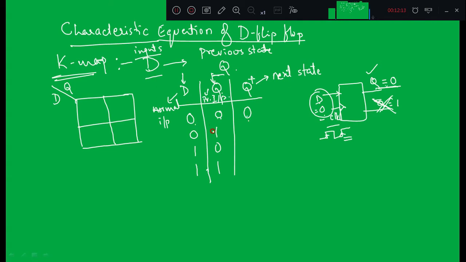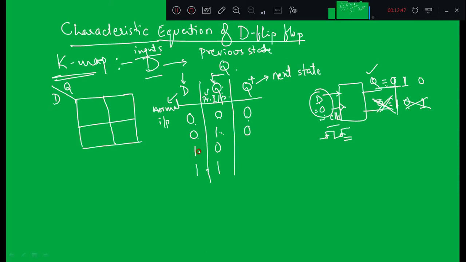For the second row, q is equal to 1. Let us say the previous state is 1. After applying power, if the previous state of the flip-flop is 1 and I make D equal to 0 and apply the clock pulse, what happens? Q will become 0 and q bar will become 1. Ignore this q bar. We will get q equal to 0. If the previous state is 1 and D is equal to 0, the next state will be 0.